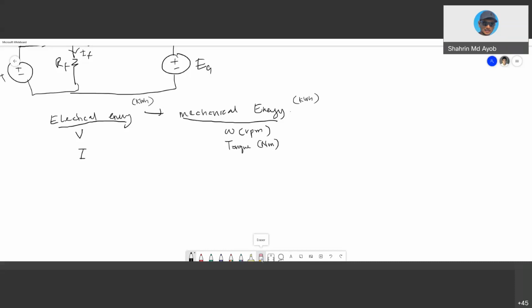So the relationship between electrical energy and mechanical energy for the DC motor is quite simple and straightforward. The voltage is proportional to the speed, and the current is proportional to the torque. Meaning that if you want to increase the speed, you need to increase the voltage. If you want to increase the torque, you need to increase the current. It's proportional.